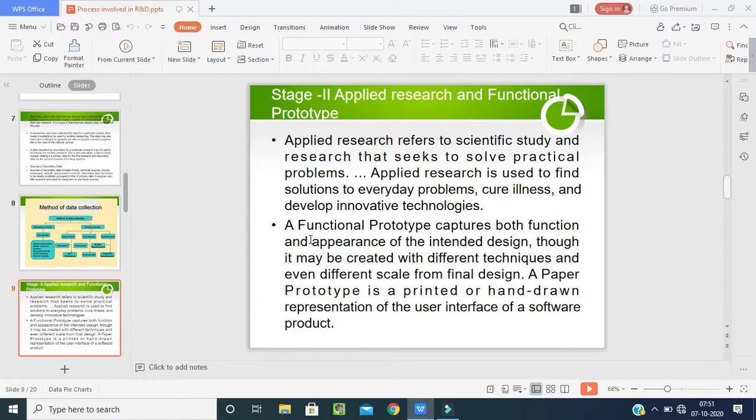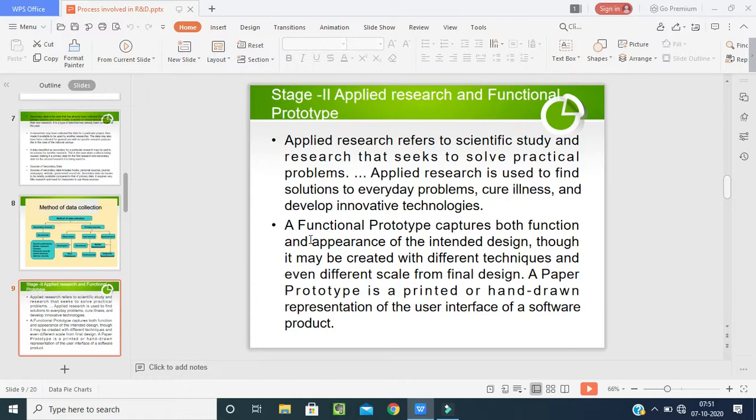Now, what is a functional prototype? A functional prototype captures both function and appearance. What are the functions that take place for our applied research, and how will be the appearance of the intended design. That means they will make a design over it and they will create it. Though it may be created with different techniques and even different scale from the final design. A paper prototype is a printed or hand-drawn representation of the user interface of a software product. So we are having paperwork also, manual and technical work will also be there.